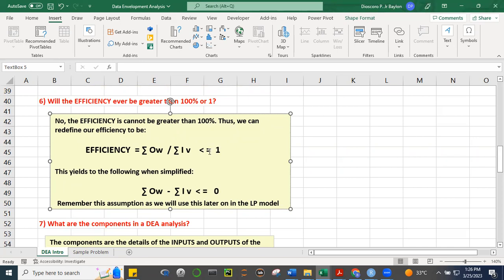Because this is greater than or equal to 1. If we cross multiply the summation of weighted input and transpose it to the other side, sorry, this should be 1, right? Am I correct? Yes. So cross multiply to 1, because this becomes weighted input, and then we transpose this to the other side. All right, so this is correct already.